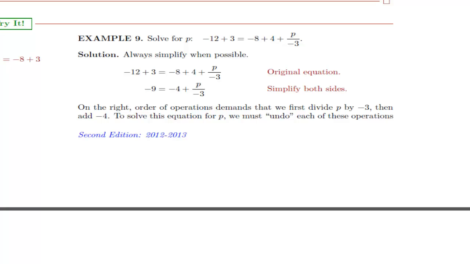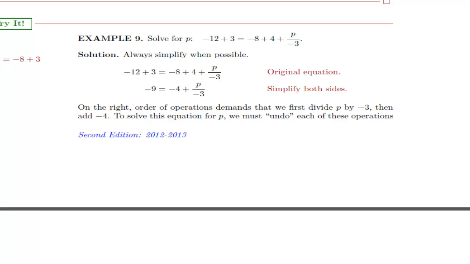Example 9. Solve for p in the equation negative 12 plus 3 equals negative 8 plus 4 plus p divided by negative 3. Solution. Since it is possible to simplify this equation before solving, we will first simplify by combining like terms on each side of the equation. Negative 12 plus 3 on the left is negative 9, and negative 8 plus 4 on the right is negative 4. So now we have a simplified equation that we can solve.